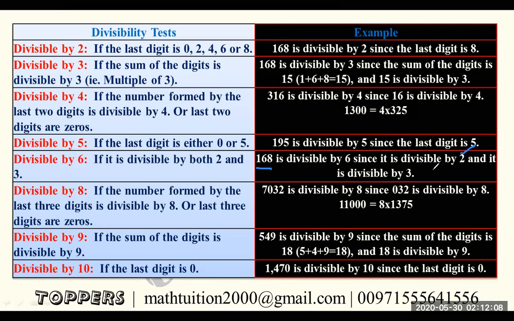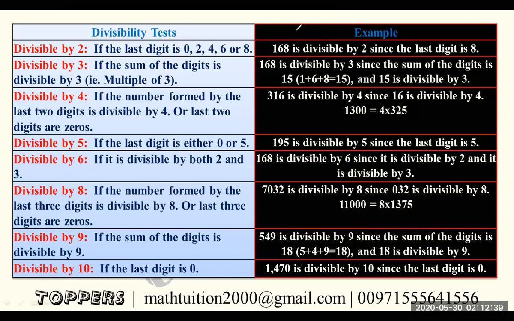Now we have to check the divisibility of 3. 1 plus 6 is 7. 7 plus 8 is 15. So 15 is coming in the table of 3, so 15 is divisible by 3. So this number is also divisible by 3. Since it is divisible by 2 and 3, we can say that 168 is divisible by 6.